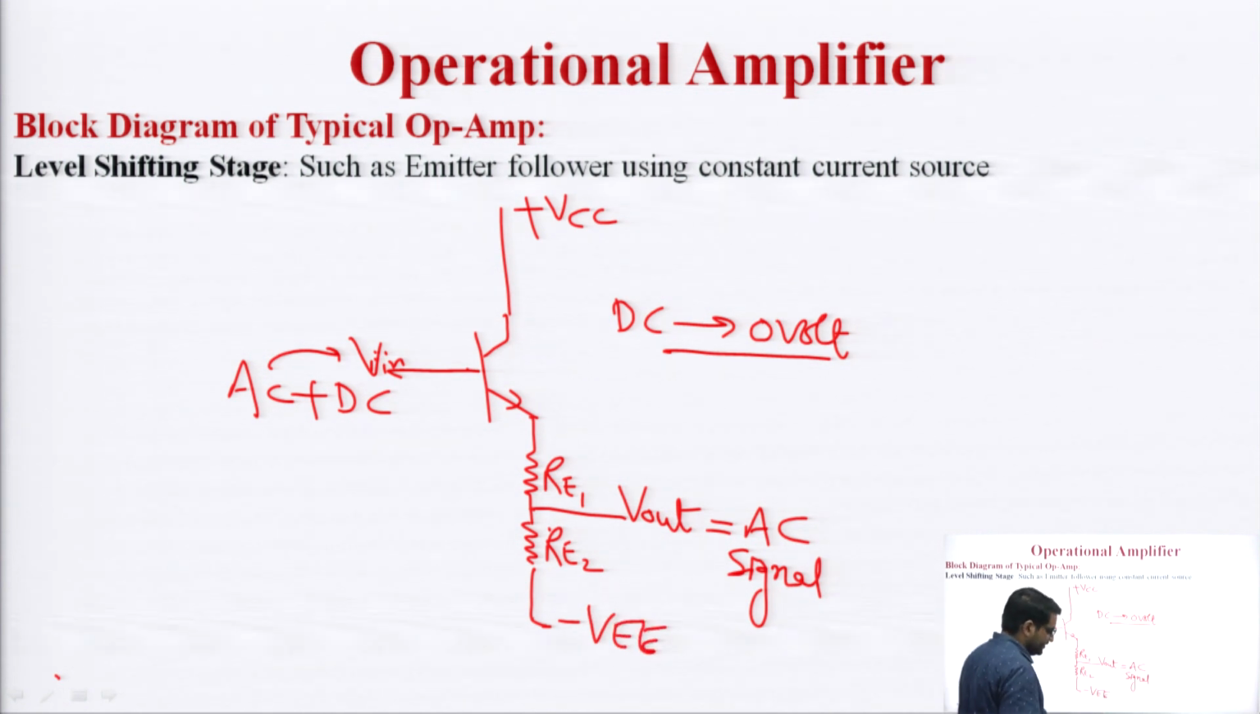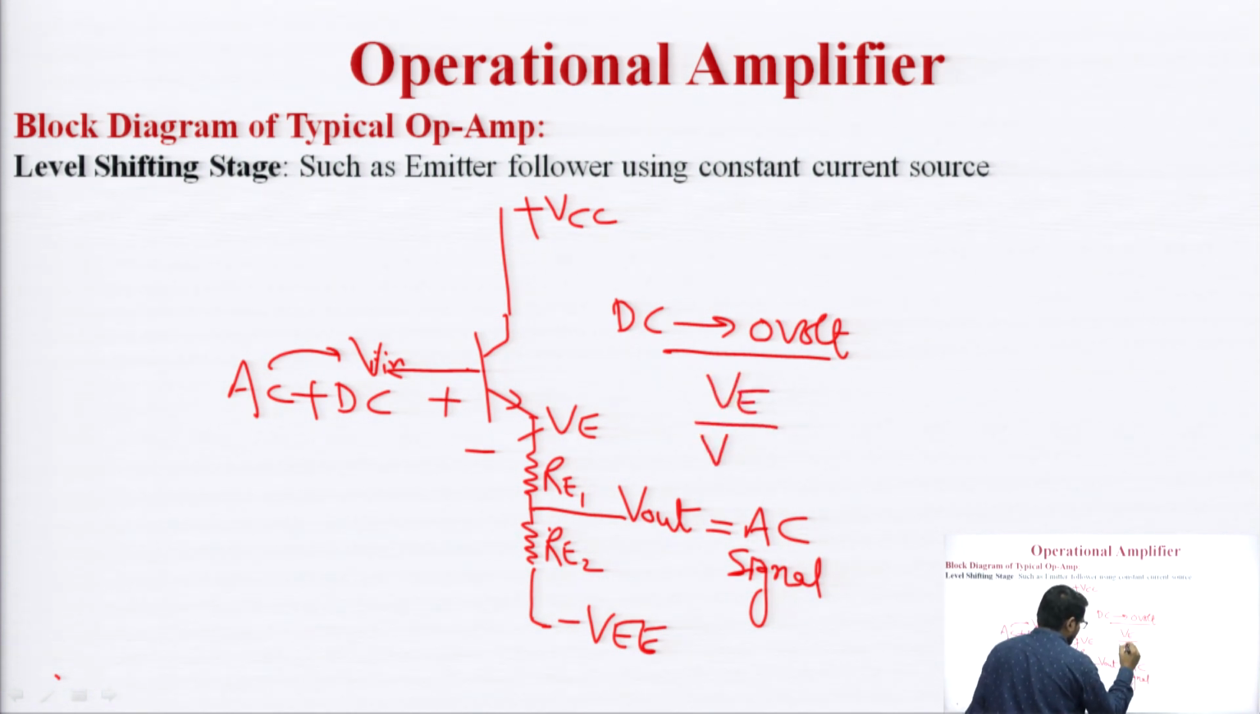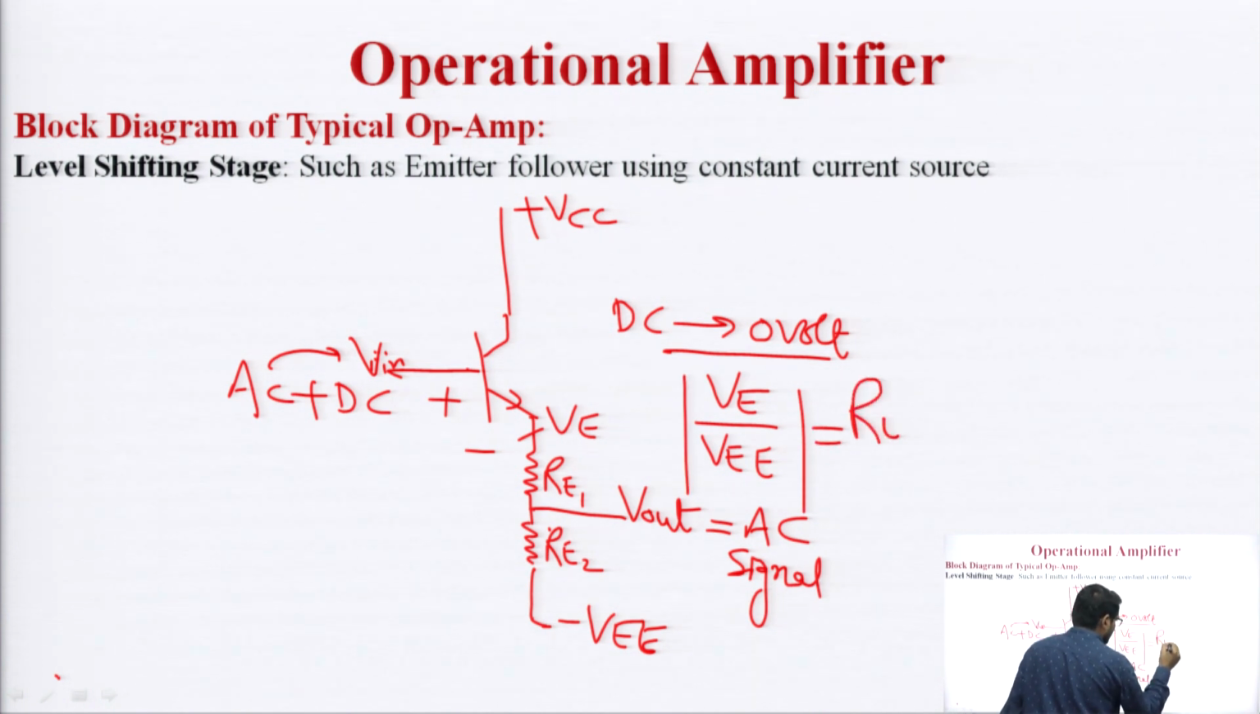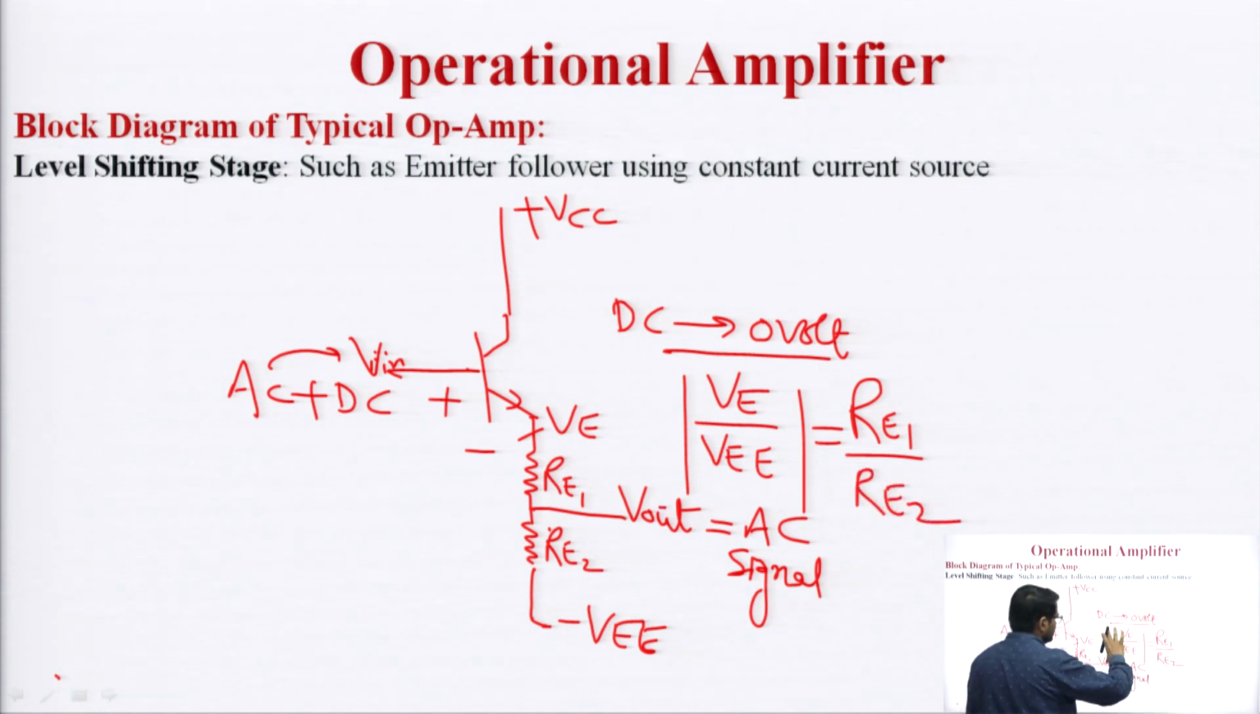The common collector basically works on a virtual ground principle. The virtual ground principle says that if we solve this for the purpose of virtual ground, let us suppose the potential here is V, then we find the ratio of V versus VE mod equal to RE1 divided by RE2. This relation says that the common collector amplifier works on a virtual ground principle.